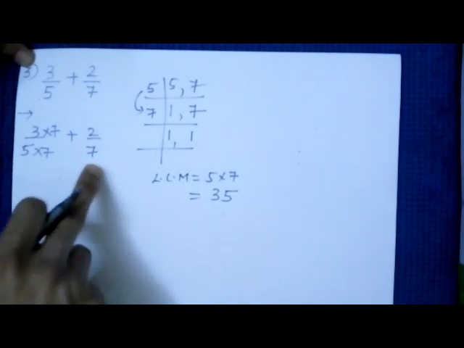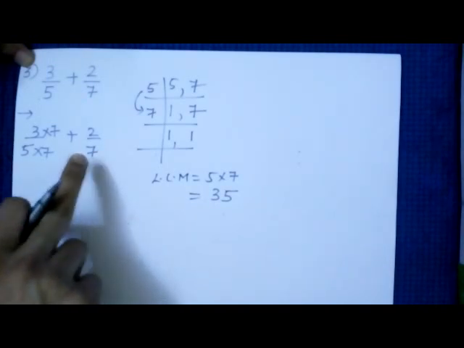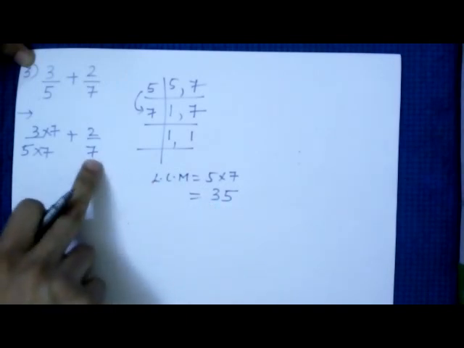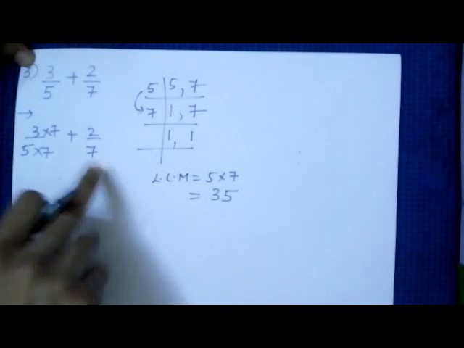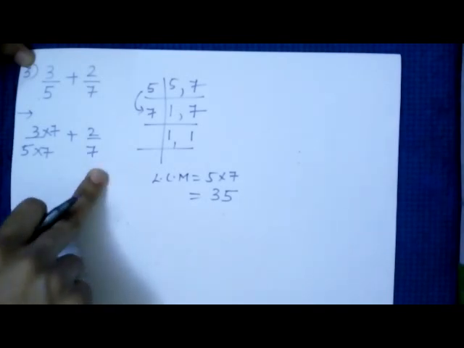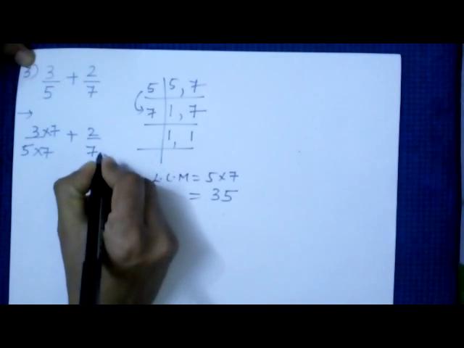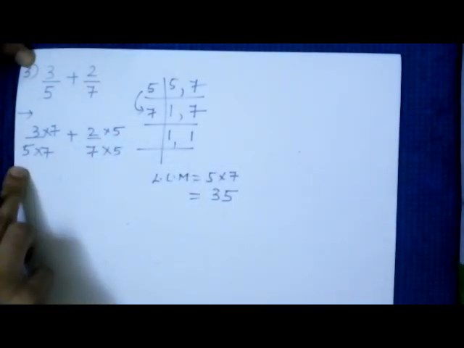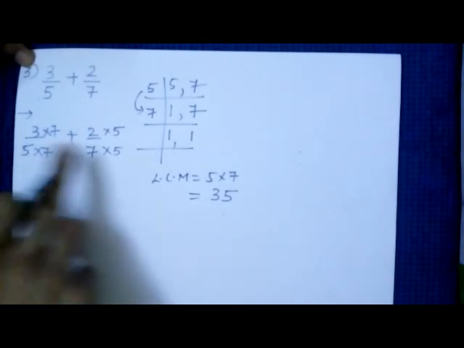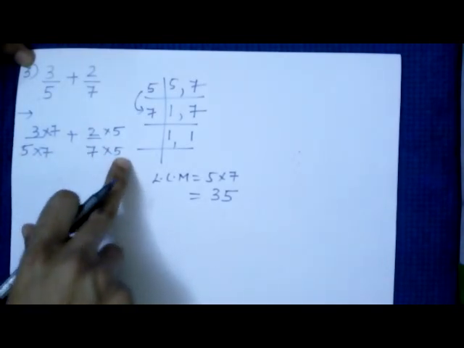How will we make 35? Again, check out the table of 7. 7 how many is 35? So you need to check out the table of 7. So 7 5s are 35. We know the table of 7. 7 5s are 35, so this fraction we will multiply by 5. Okay, so the first fraction we have multiplied with 7 and the second fraction we have multiplied with 5.